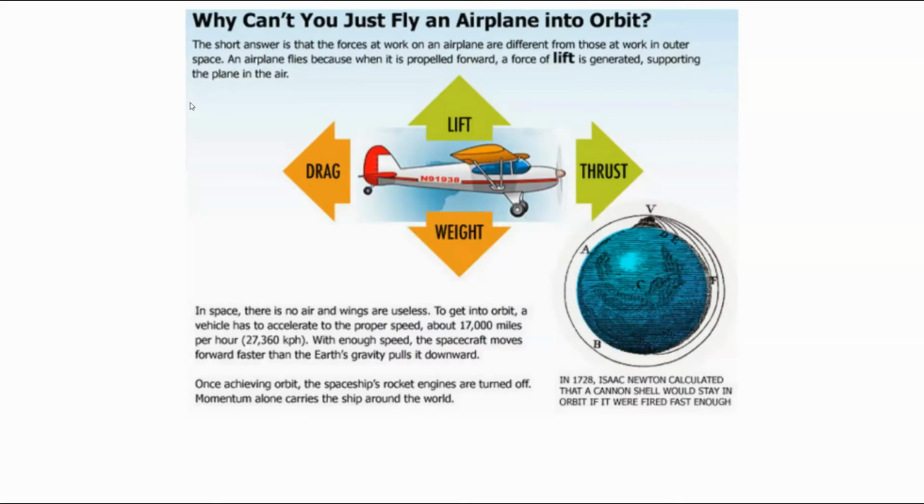Why can't you just fly an airplane into orbit? Well, essentially in space, there's not that air, and so your wings are useless. To get into orbit, a vehicle has to accelerate to about 17,000 miles per hour. And with enough speed, the spacecraft is going to move forward faster than the Earth's gravity pulls it down. But basically, lift is not generated when we get into space, as there's not that difference in pressure we've looked at earlier in the course.